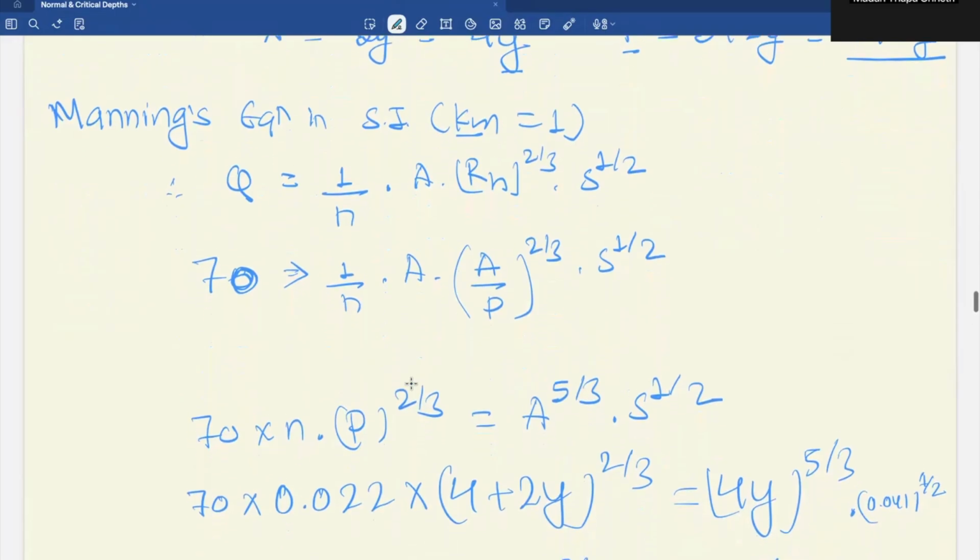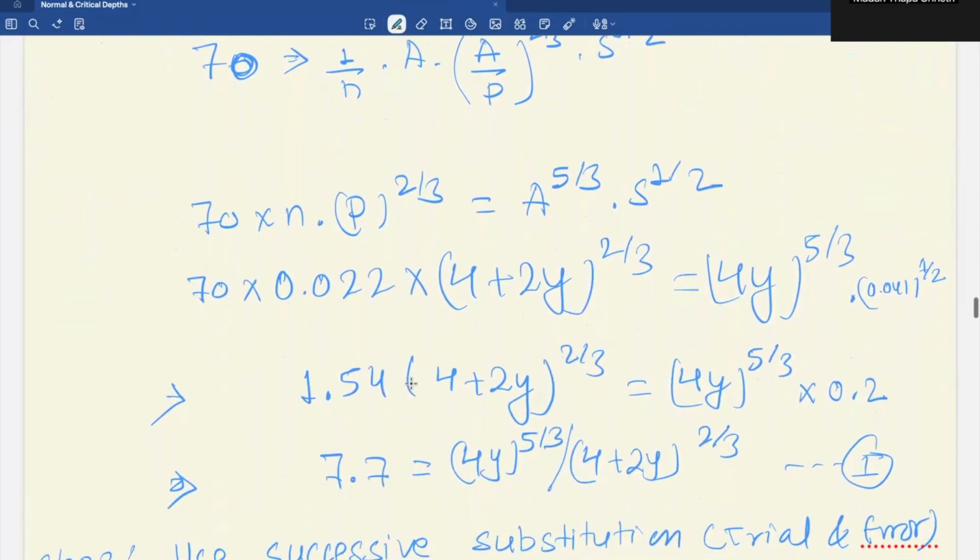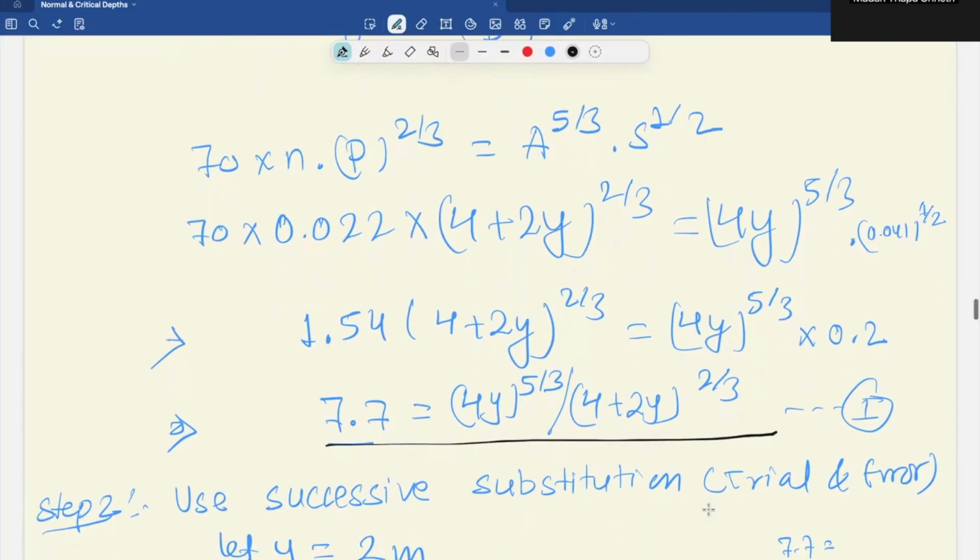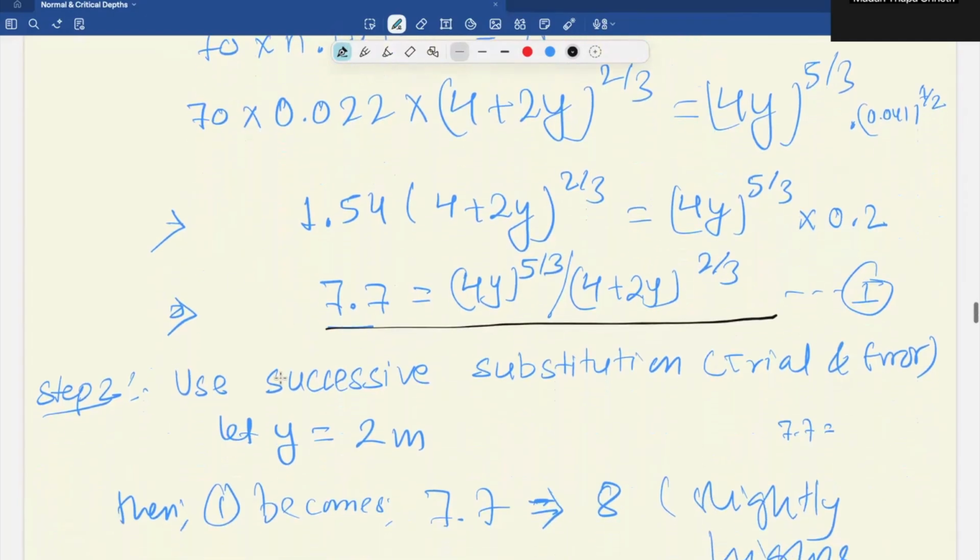So that gives us equation 1. Here we don't know the y. So for computation of y, we can use successive substitution, that is trial and error. First we will guess the value of y, and if LHS will be equal to or nearby RHS, then we can use that value as normal depth. So let us use y equal to 2 meter.